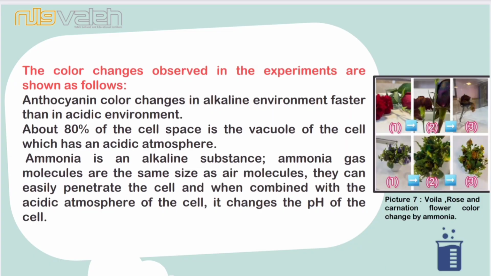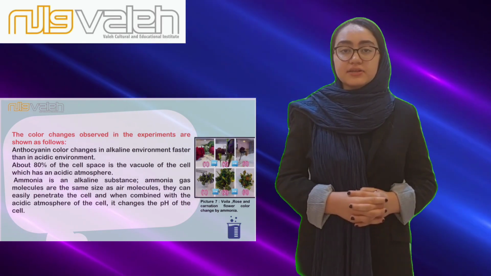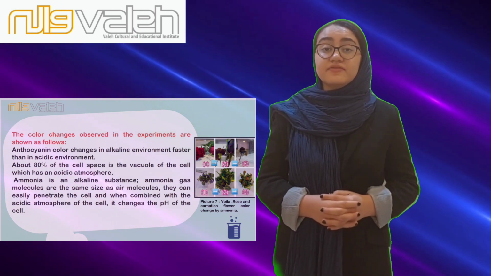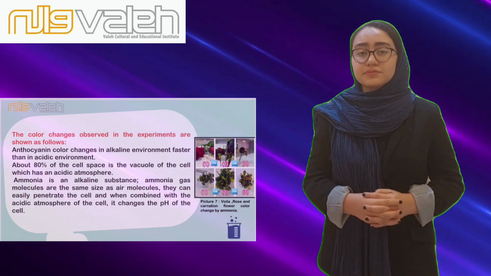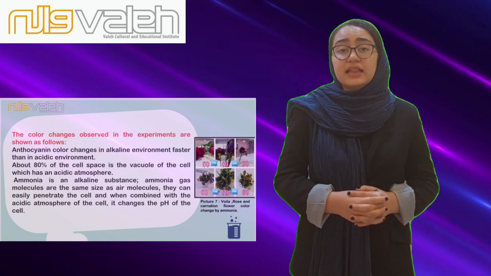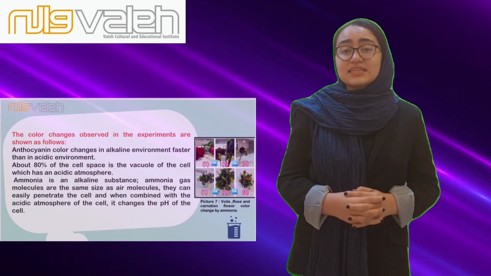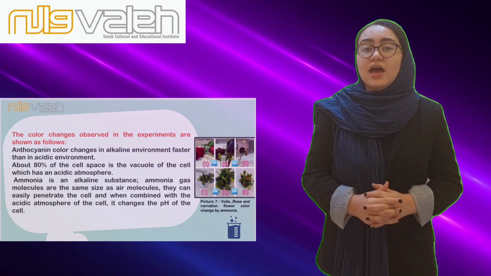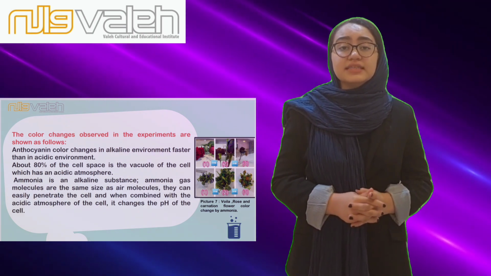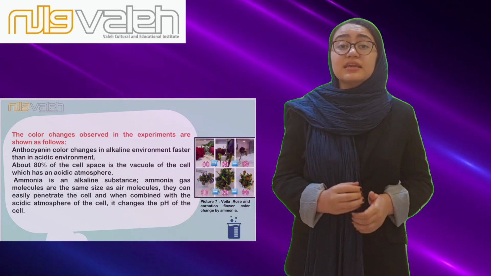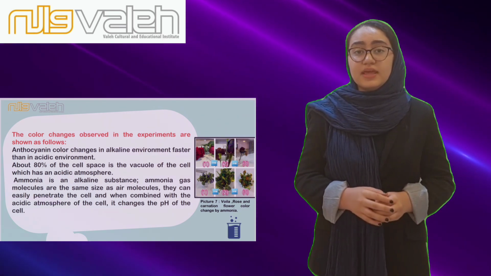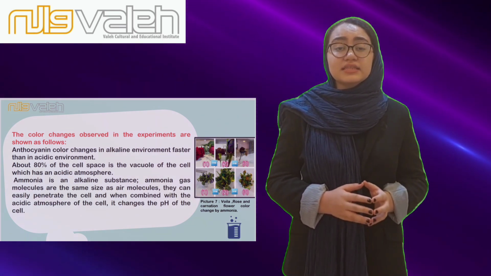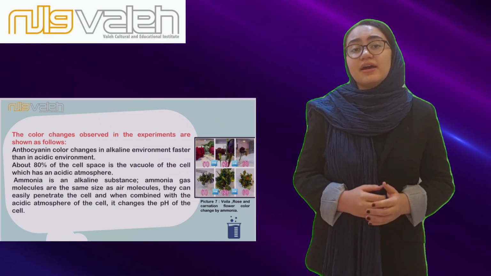Now about our experiment analysis. Anthocyanin changes color in an alkaline environment faster than in an acidic environment. About 80% of the cell is vacuole, which has an acidic space. Ammonia is an alkaline substance. Ammonia gas molecules are about the same size as air molecules and they can easily penetrate the cell. And when they combine with the acidic space of the cell, they change its pH.